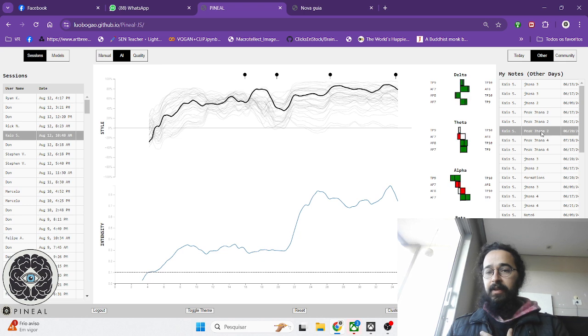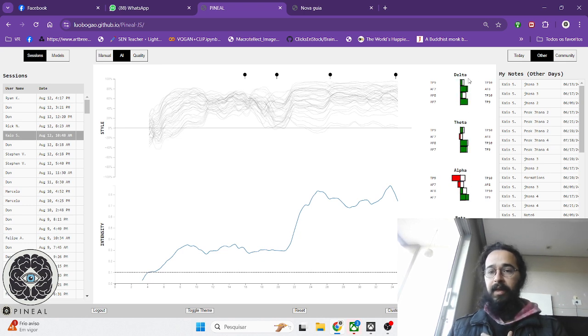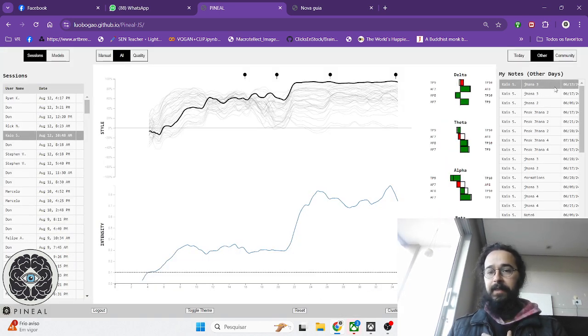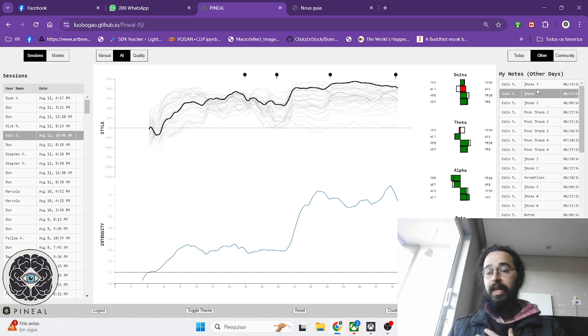And in these areas with delta, theta, alpha, beta, gamma, this is like a screenshot of the state, a screenshot of the specific note. We can see that it changes, right? So this is me taking a look at my style in relation to my previous sessions.